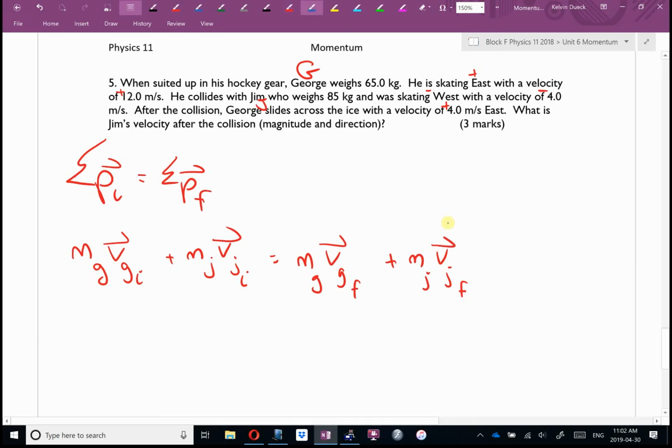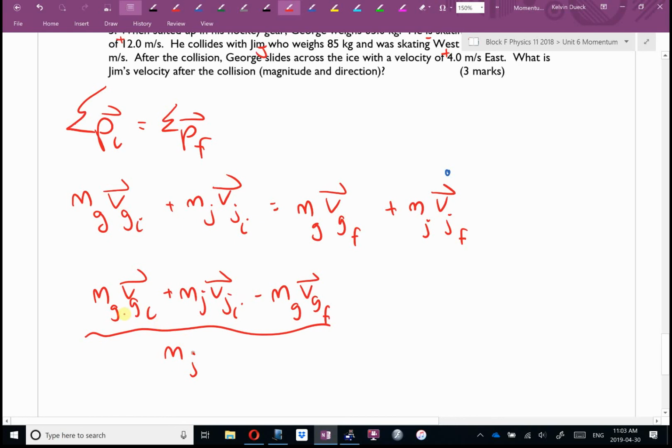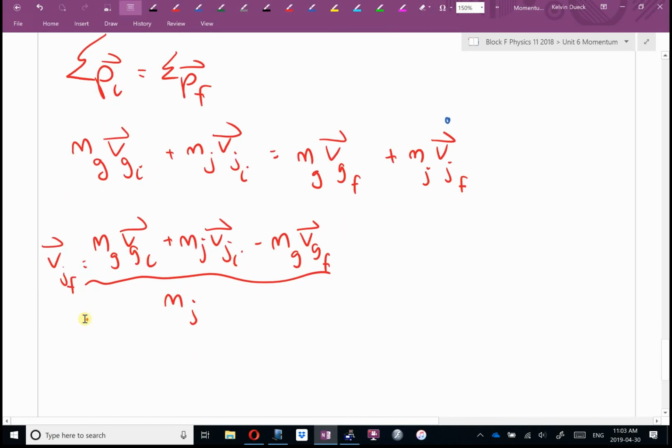And it looks like, Quinn, they want me to find that. Left side's going to drop down like a domino. Then I think I'm going to minus this over and divide by that, M. It's going to look something like this: mass George V George initial and mass Jim V Jim initial, minus the leftover momentum that went into George, divided by the mass of Jim. That's going to be how fast Jim is going. Is that right? I hope.